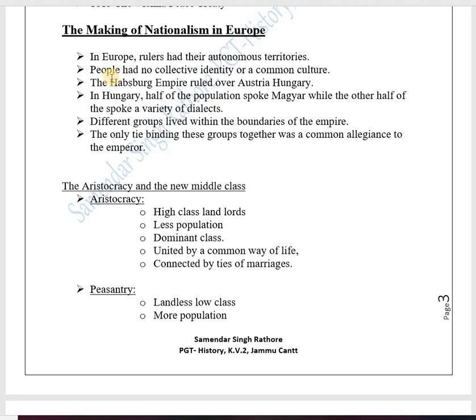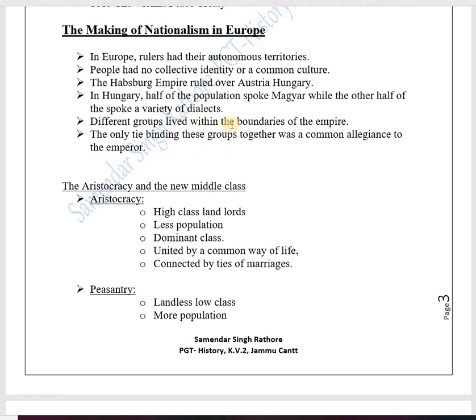And one such empire which was very big during this time was the Austria-Hungary Empire under the Habsburg dynasty, and it was also called the Habsburg Empire. The dynasty ruling during that period was the Habsburg of Austria-Hungary. Now, in Hungary, half of the population spoke Magyar, while the other half spoke a variety of dialects. This area was again under the Austria-Hungary Empire, and there were lots of different languages spoken in different parts.